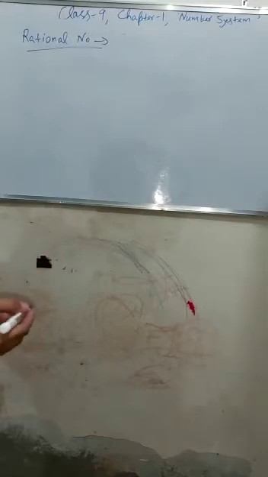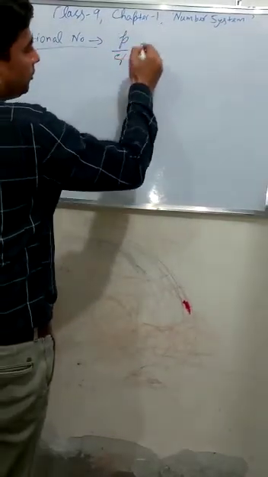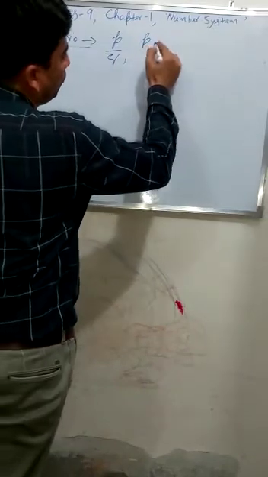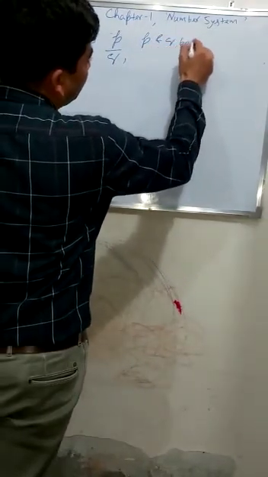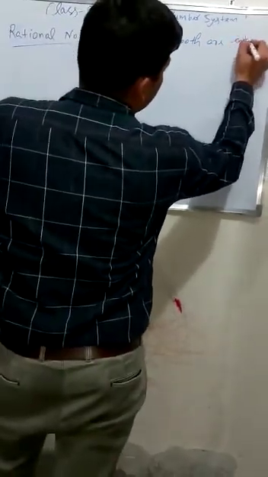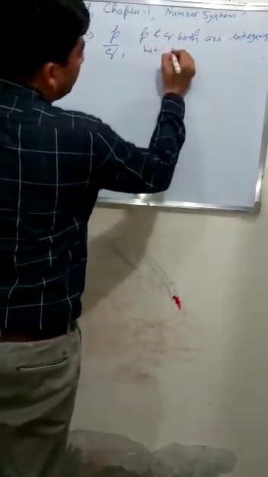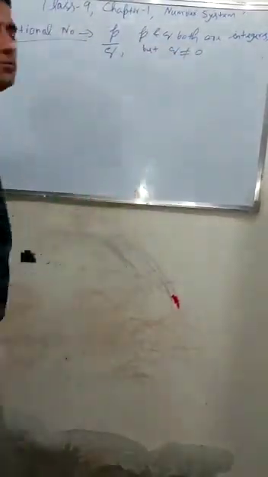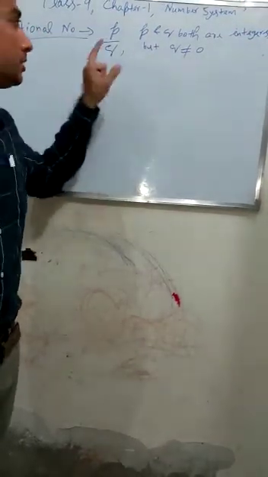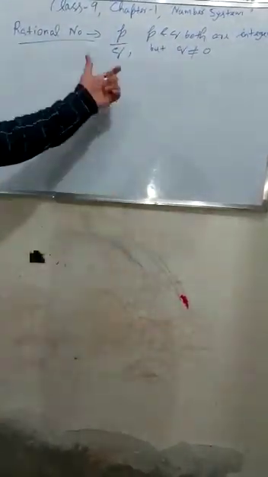So what are rational numbers? Rational numbers are those which can be written in the form of P upon Q, where P and Q both are integers, but the denominator Q is not equal to 0. P and Q, the numerator and the denominator, both will be integers, but the denominator can't be 0. 0 is also an integer. So we are indicating here that the denominator can't be 0.